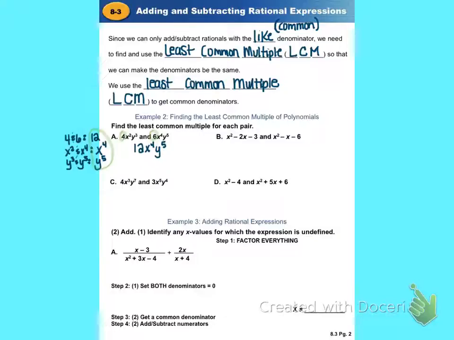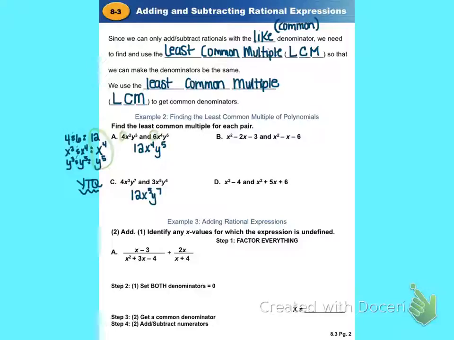So keeping that in mind, you try example C, because that one is very similar to example A. So go ahead and pause the video now and find the least common multiple of example C. Okay, that's 12, x to the fifth, y to the seventh. We took the least common multiple of 4 and 3, which is 12, and then the higher of the two powers on the x's and the higher of the two powers on the y's.